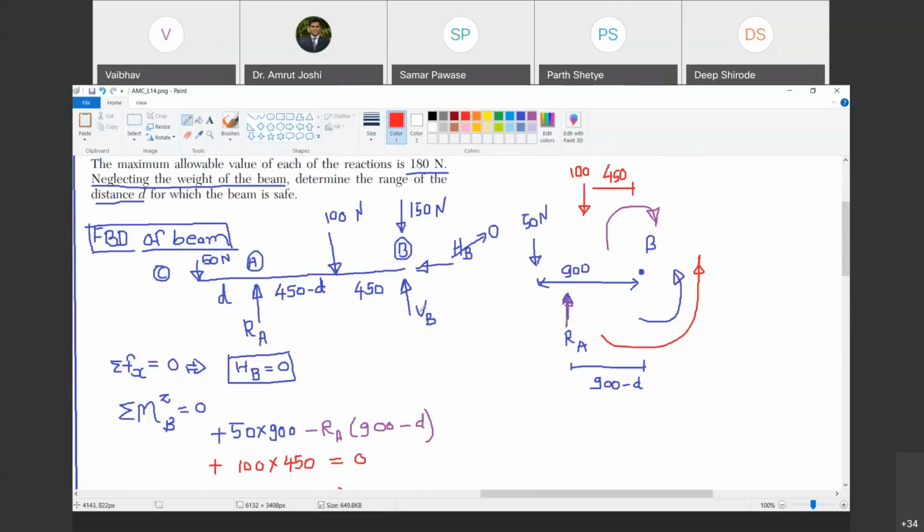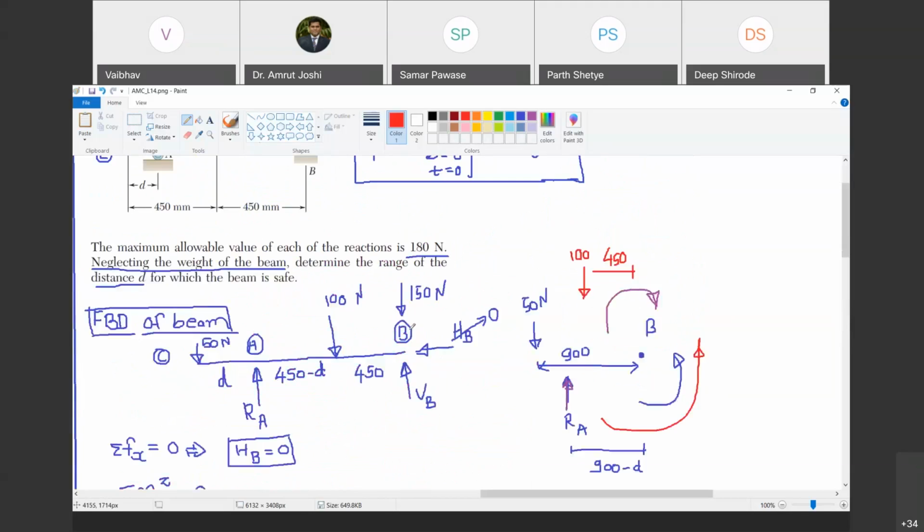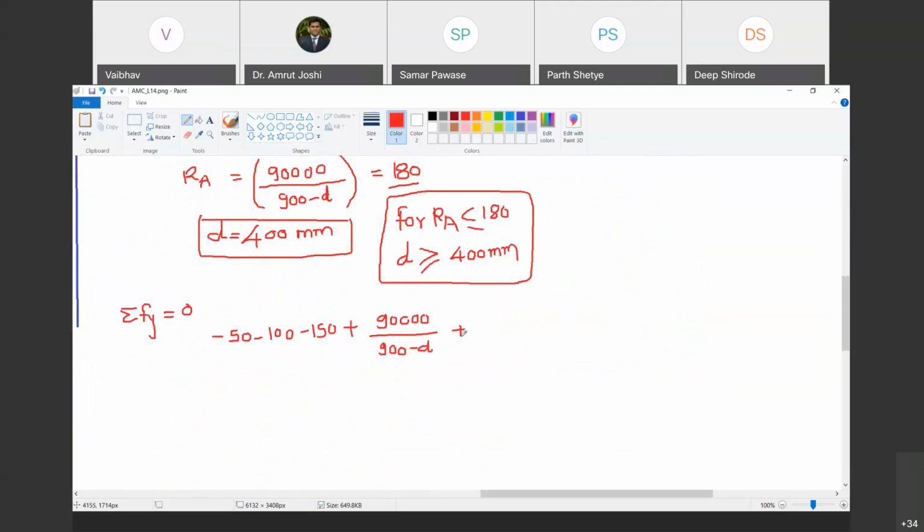RA plus VB. RA तो कैलकुलेट किया है हमने. RA कितना है? 180. No, RA is not 180. RA is 90,000 by 900 minus D. RA की maximum value 180 है, but RA is not 180. Are you with me? So it is 90,000 divided by 900 minus D. Are you happy? Plus VB is equal to 0. So therefore मुझे VB कितनी मिली?